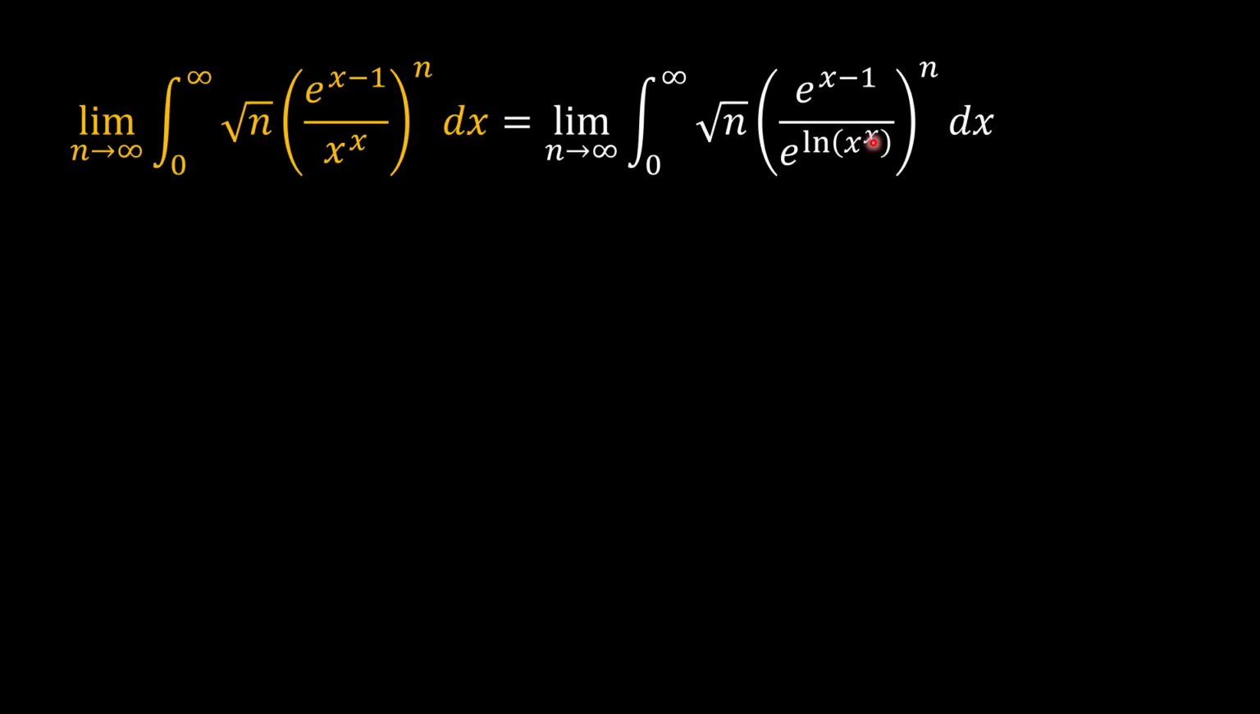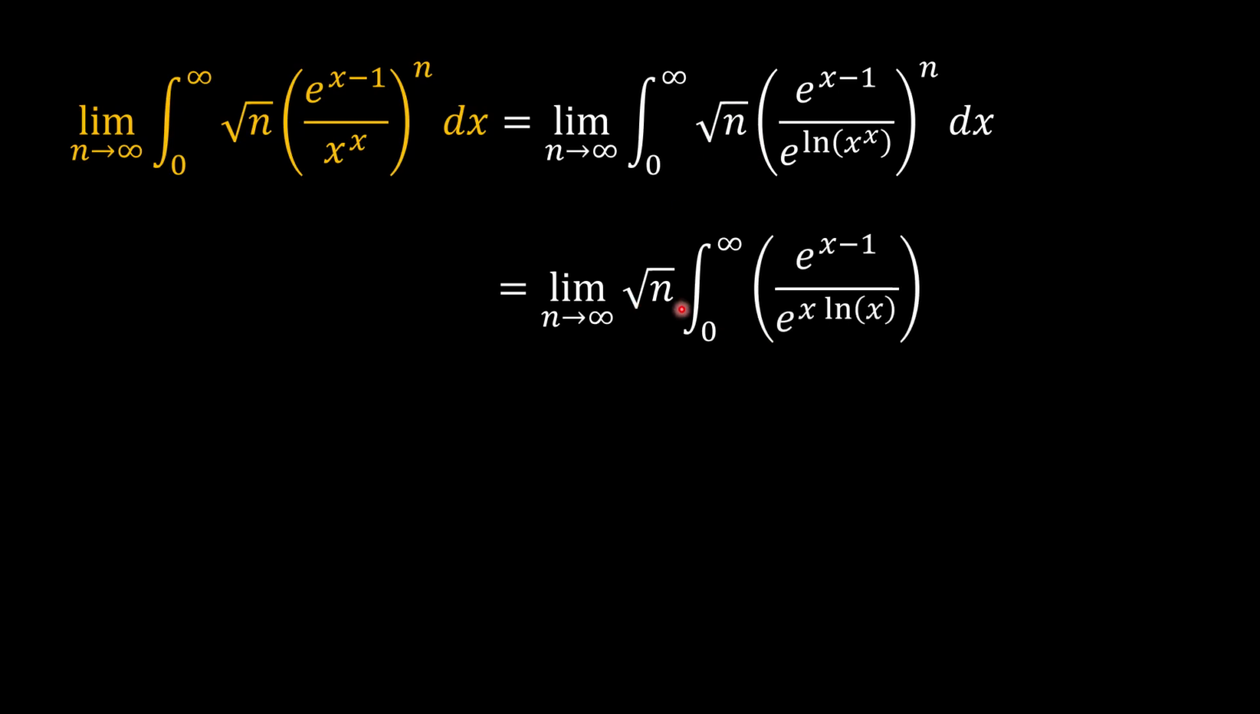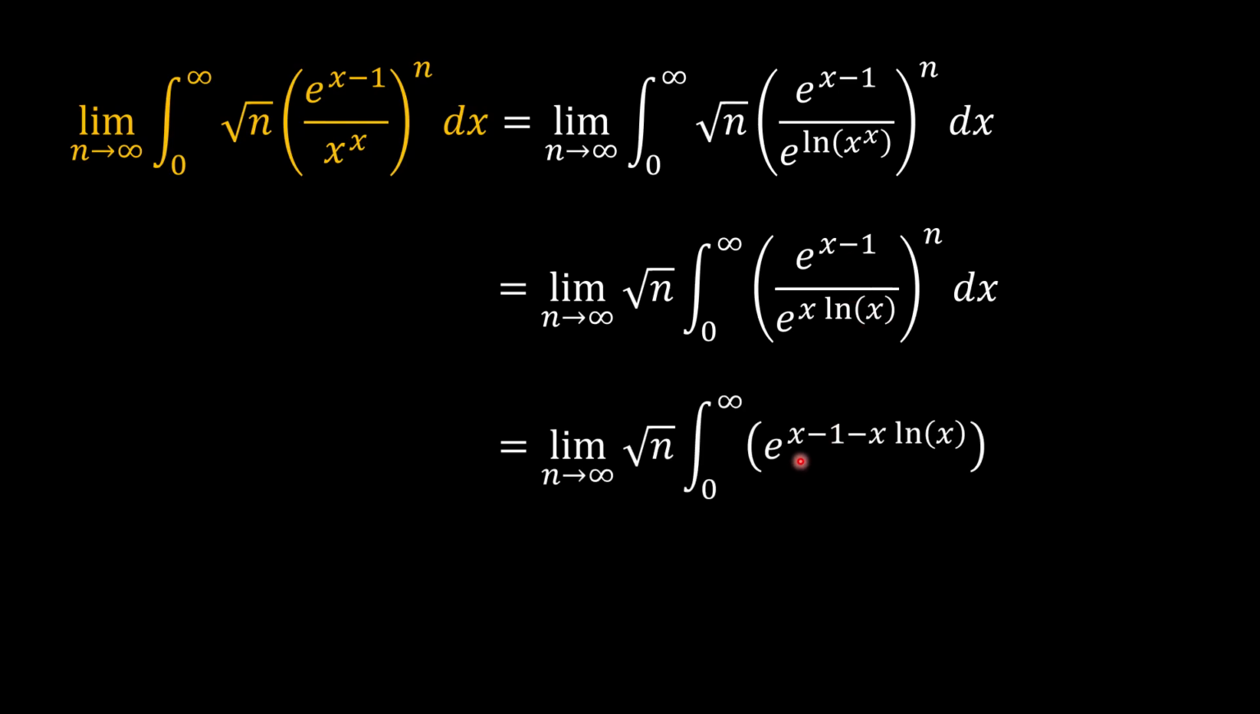Now using the rules of logarithm, this power x can come out, and so we can re-express it such that the integrand now, and we can even pull this constant out, so we're now focusing with just the function with the x's. Then using the rules of exponents, this is the same as e to the power x minus 1 minus x times the natural logarithm of x. In some instances people would write log. Here we choose to use ln to represent natural logarithm.